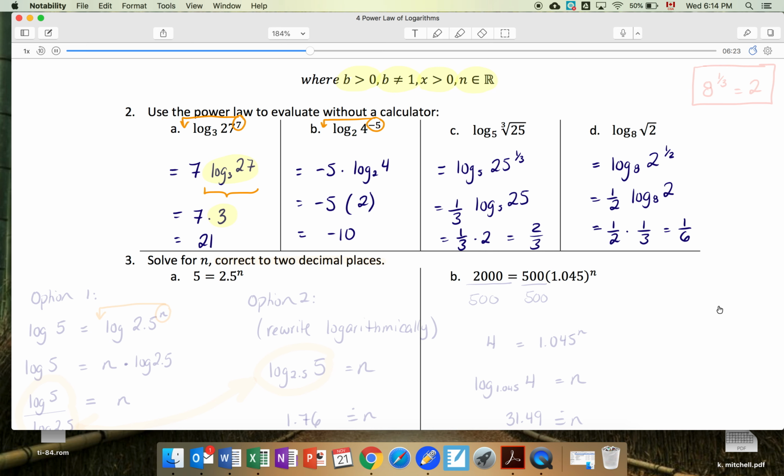So I'll put that off on the side. Remember that 8 to the power of a third is equal to 2. The cubed root of 8 is what equals 2.